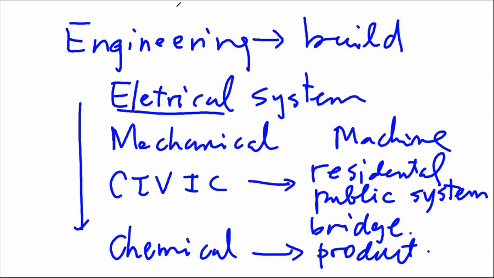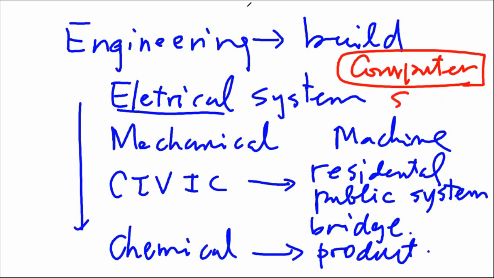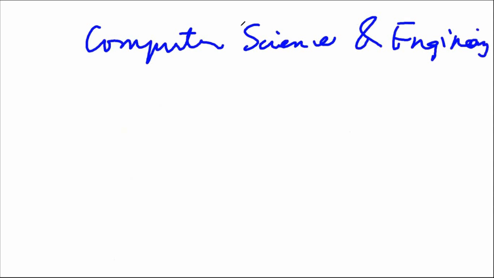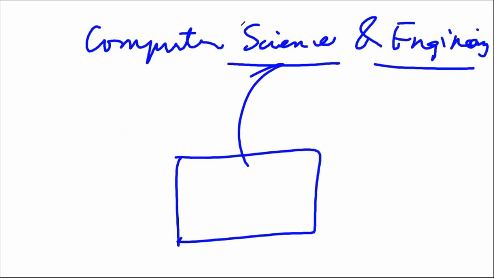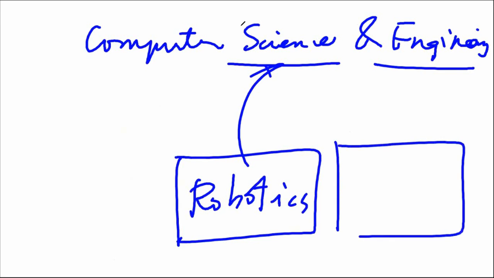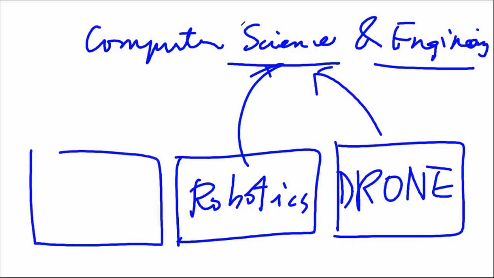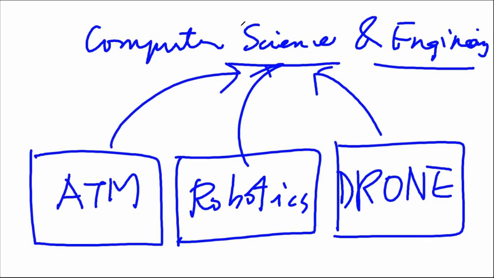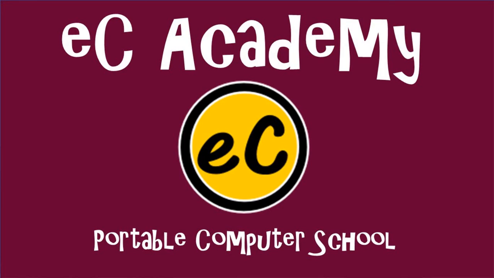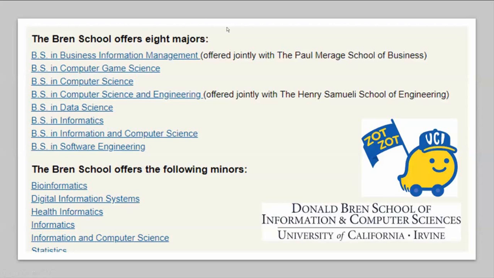And computer engineering is to build computers, both software and hardware as a system. And then what is computer science and engineering? So basically, it combines the problem solving and the building of a computer. Sometimes you build a robot to solve some problem. You build a drone to collect information to solve problems. You build an ATM to solve problems for financial systems. So the discipline of computer engineering is to build computers or computing devices to solve problems.